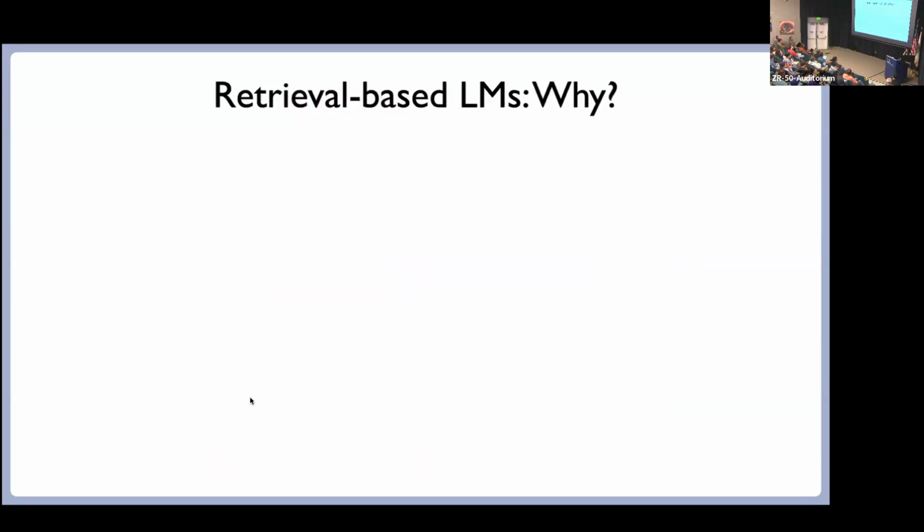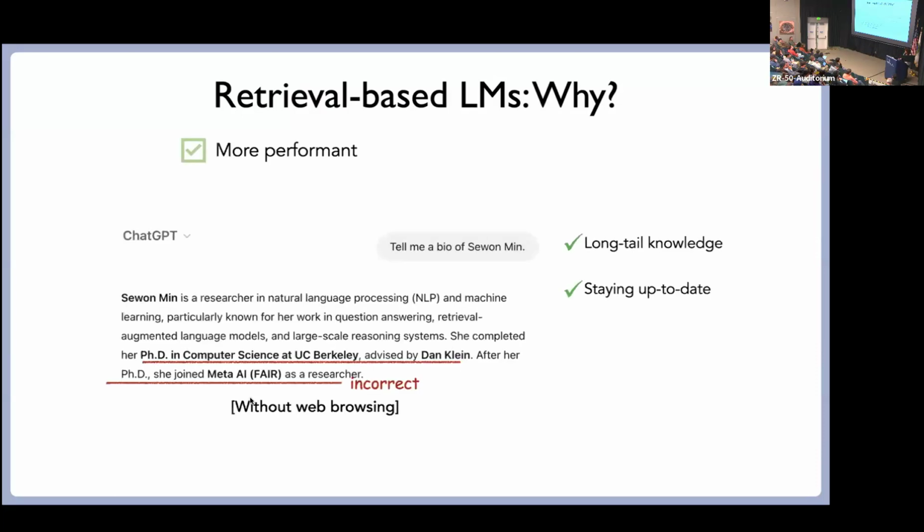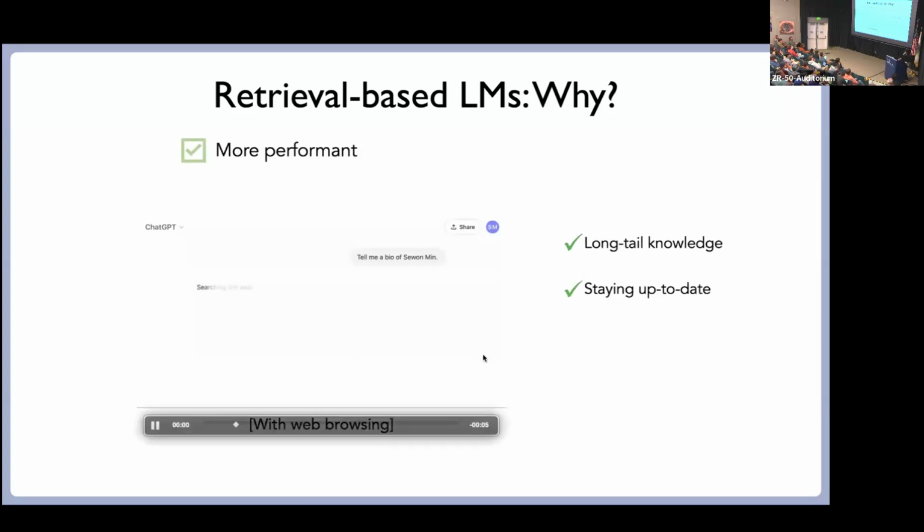So that's a key idea of retrieval-based models, and I already briefly talked about the advantages, but just to summarize again, retrieval-based language models are simply more performant, especially when it comes to long-tail knowledge, and they're also able to stay up to date. This is a previous ChatGPT response, and this is a new ChatGPT response when I'm enabling the web browsing function, which is basically like a retrieval. So it's able to retrieve relevant information about myself and stay up to date.